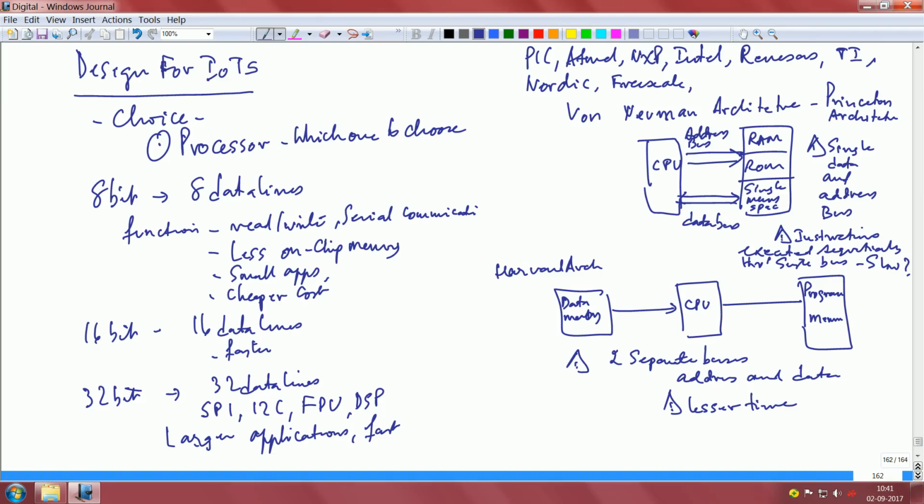If you look on the left side, people talk about 8-bit, 16-bit and 32-bit microcontrollers for your operation. Essentially you are talking about 8 data lines, 16 data lines and 32 data lines, right. 8-bit controllers have less on chip memory, and they are meant for really very specific small applications. Cost is also extremely low. You can do read write, you can do simple serial communication and so on, but you can't do anything more than that.